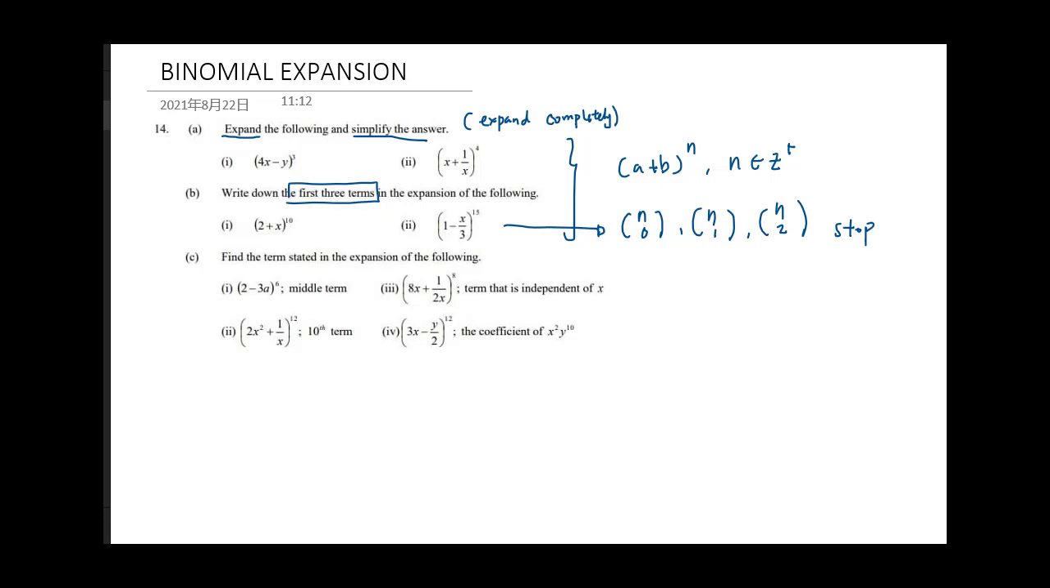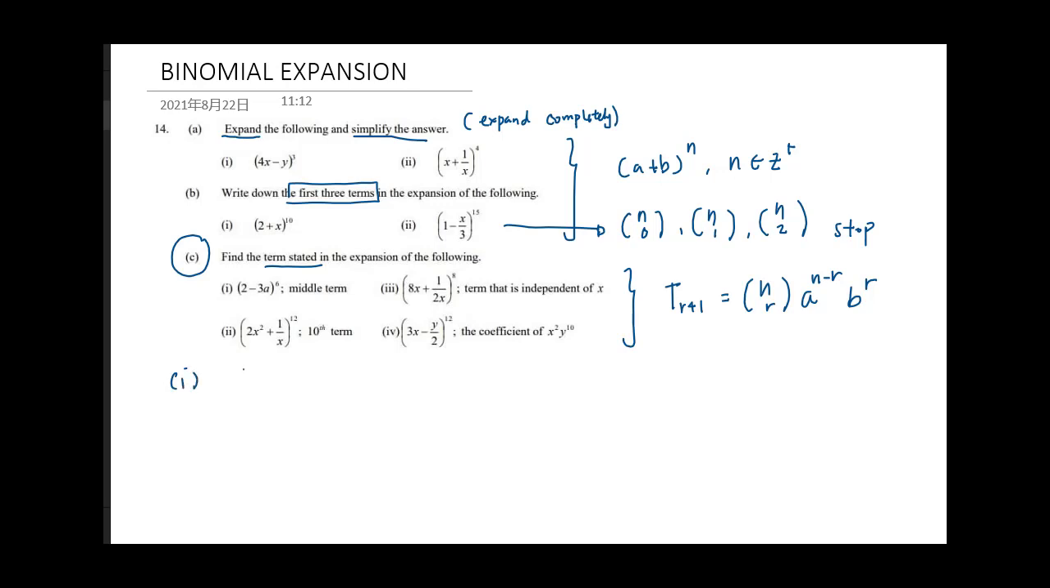For question C, it is a little bit different from the previous one. We just need to find the specific terms without expansion, so we have to be careful with it. In this question C, parts 1, 2, 3, 4, we are using the formula T(r+1) equals nCr a power n minus r, b power r. It means finding the general terms based on the binomial expansion. So let us look at question 1.